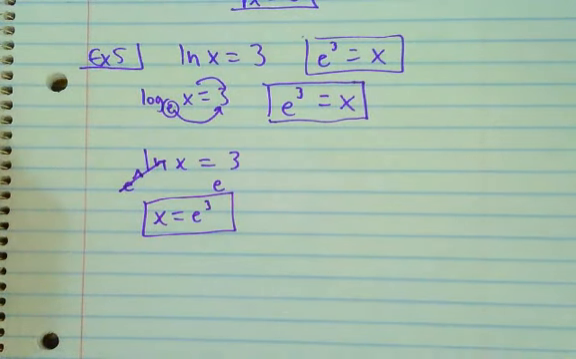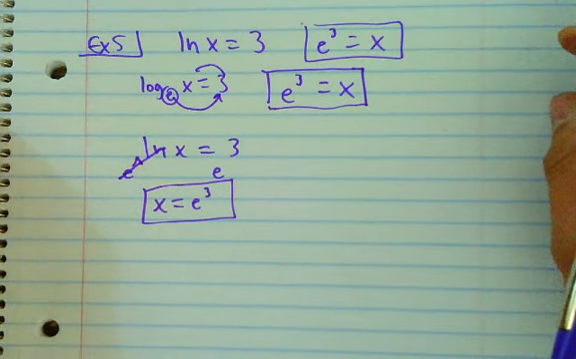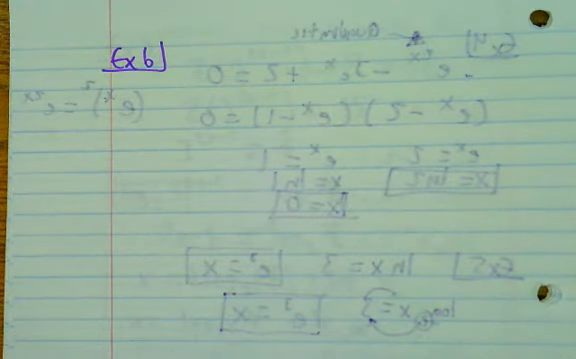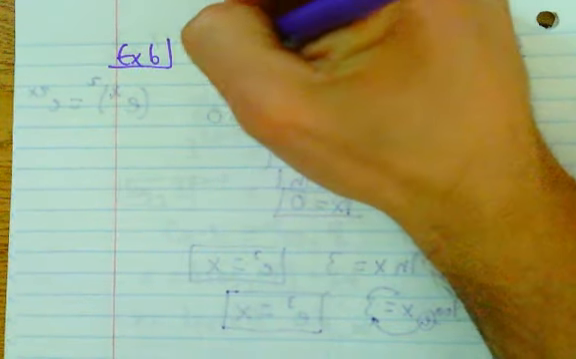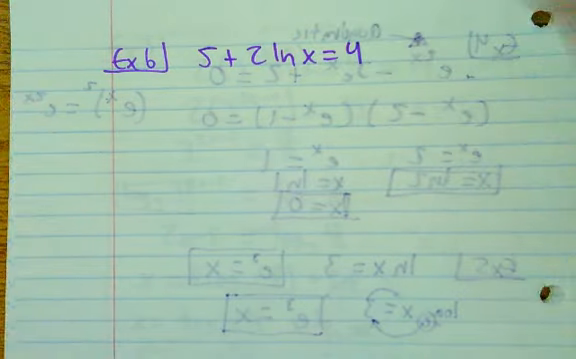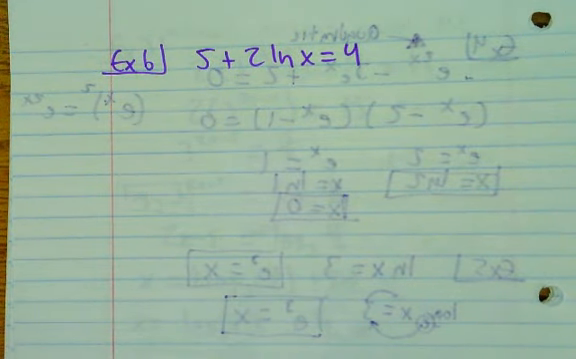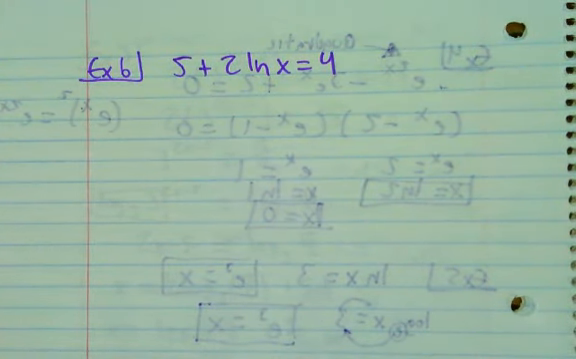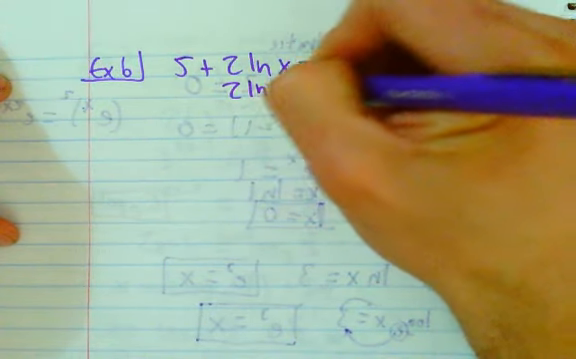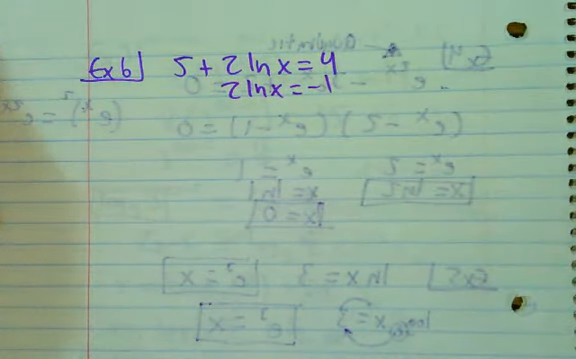Alright, moving on. Example 6. 5 plus 2 natural log x equals 4. Alright, thoughts? Subtract what? 5. So then 2 ln x equals negative 1. Right? Then what? ln x equals negative 1/2. Right?